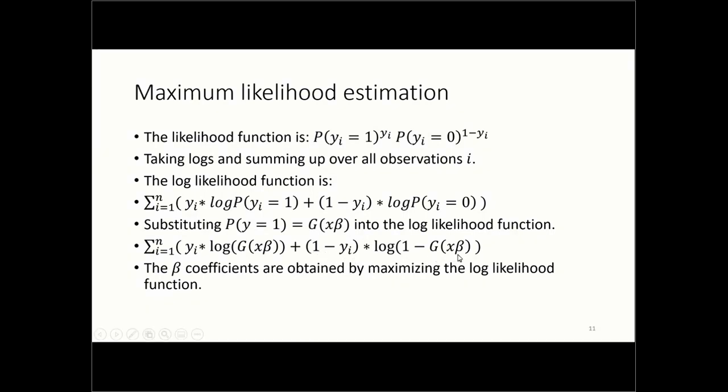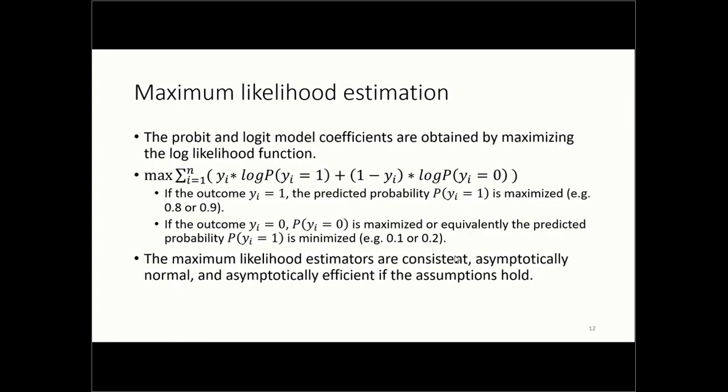Okay, so now we have an expression that actually is a function of these beta coefficients. And so basically we can find these coefficients by maximizing the log likelihood function, and that's how we are going to be finding these beta coefficients that we have here.